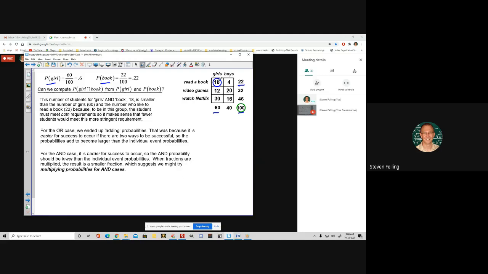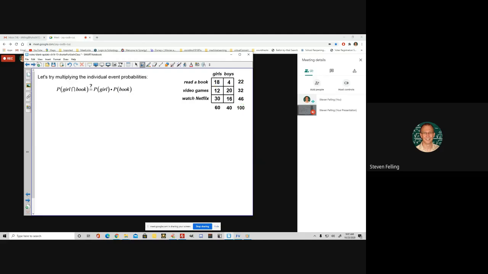Here, it's more exclusive. To be in this group, there's a 60% chance of being a girl. There's a 22% chance of liking a book. But to be in both at the same time is even more exclusive. So that should result in a smaller probability, right? But if we add probabilities, we always get bigger. But since these are basically fractions, anytime you multiply a fraction by a fraction that's less than 1, you end up getting smaller. So this suggests that maybe for AND we should multiply. In fact, the rule might be, and in fact is, AND is multiply probabilities.